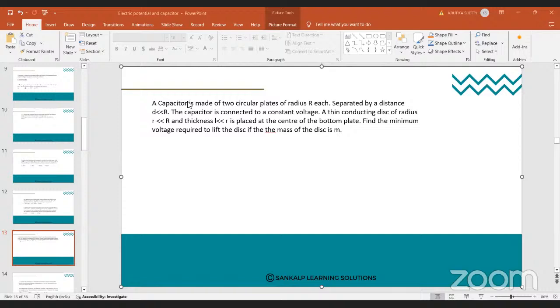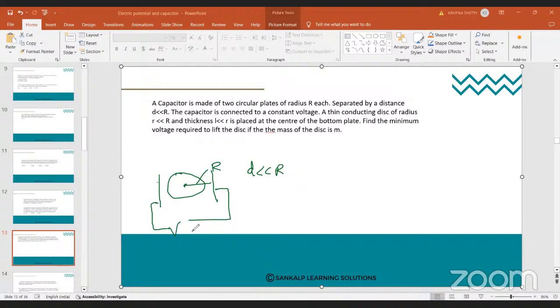See what they have said. A capacitor is made up of circular plates of radius r. So here the capacitor is made up of circular plates of radius r, separated by a distance, that is d, much less than r. The capacitor is connected to a constant voltage source. So this capacitor is connected to what? That is connected to a constant voltage source V.